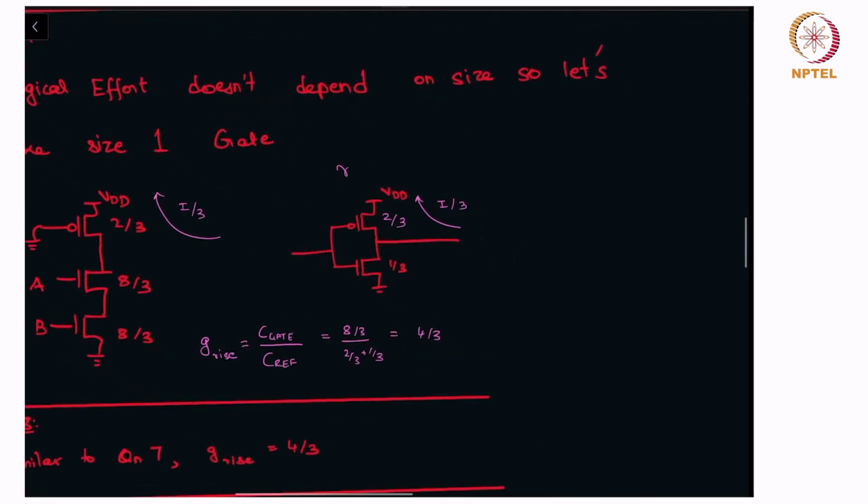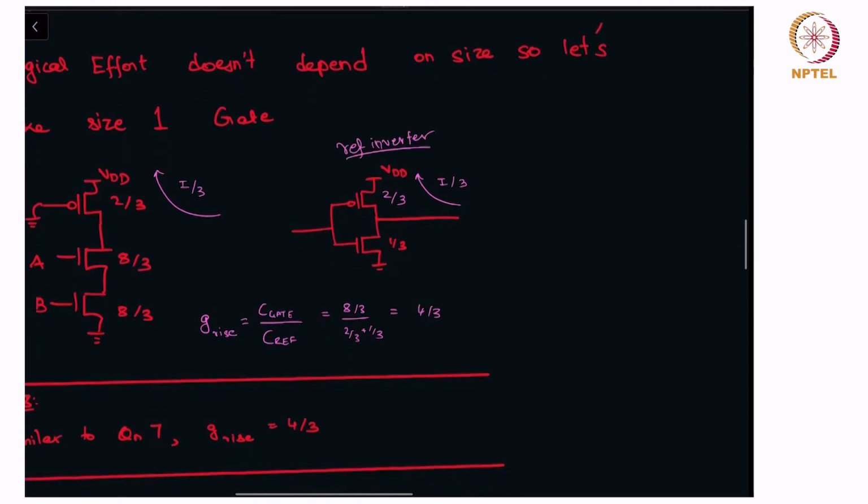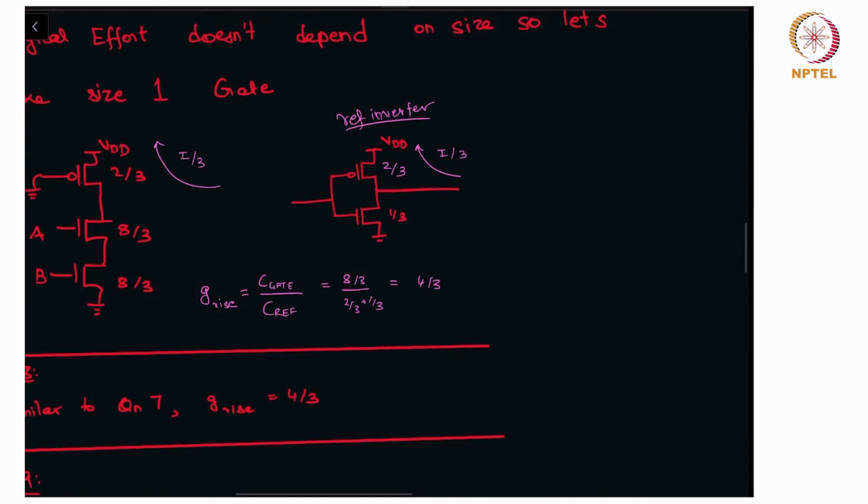So you'll have to take the reference inverter as one that pulls up I by 3. So this is 2 by 3. Therefore, half of that is 1 by 3, equal rise and fall delay.